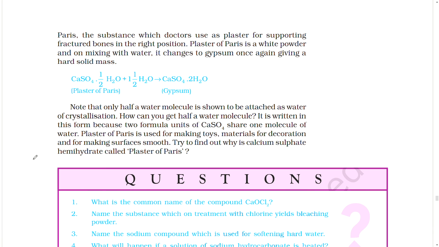Note that only half a water molecule is shown to be attached as water of crystallization. How can you get half a water molecule? It is written in this form because two formula units of CaSO4 share one molecule of water. Plaster of Paris is used for making toys, materials for decoration, and for making surfaces smooth.